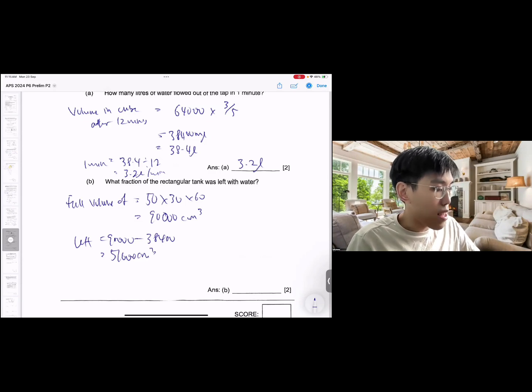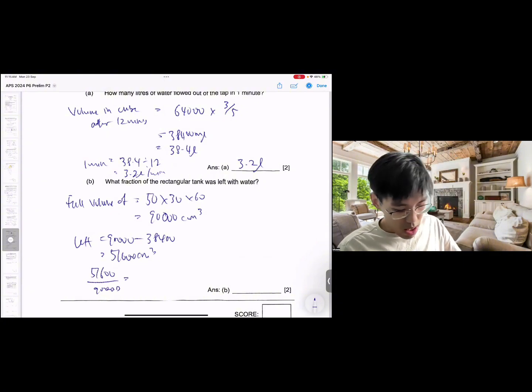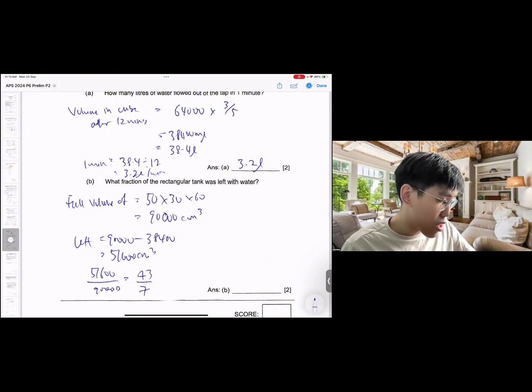Like that. So what is the fraction? Okay, so it's 51,600 divided by 90k. Okay, so divide by 90k, you get 43/75.